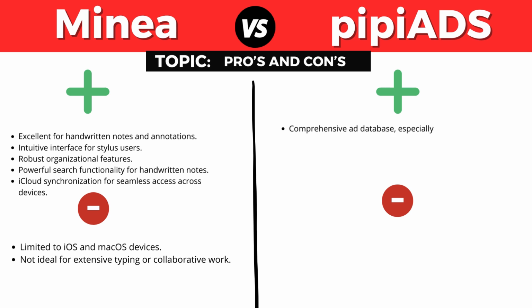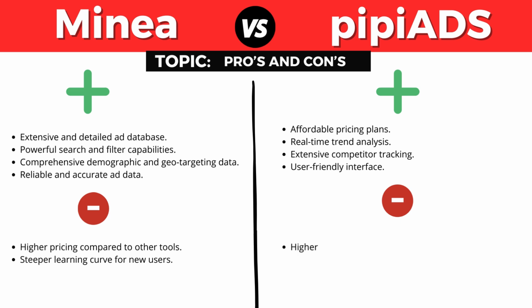PiPiADS comprehensive ad database, especially strong for TikTok. So if you want to search especially on TikTok, you can better choose PiPiADS. Detailed audience insights, powerful search and filter options, and accurate and reliable data. Well, then we have some cons, of course, and PiPiADS has some higher pricing and limited free plan features.